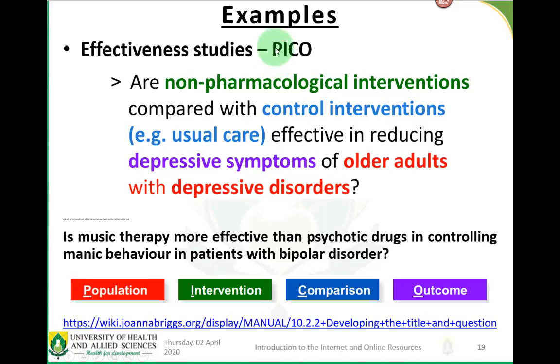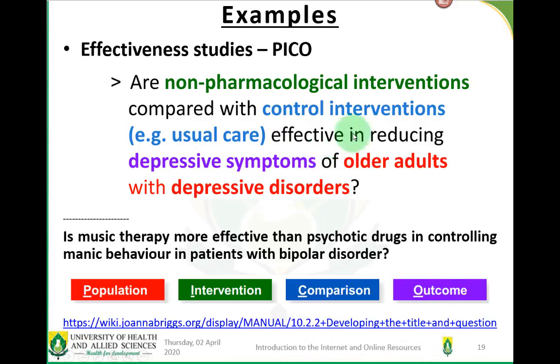Now population here is any demographic characteristic that you choose to explore. So whether it is people in a particular area, a particular age group, any of those demographics constitutes your P. Or instead of people, you could even say patients, depending on your kind of topic or question that you're asking. And then for intervention, non-pharmacological interventions, that's how they put it. Then control interventions is a comparator or comparison, and depressive symptoms is the outcome.